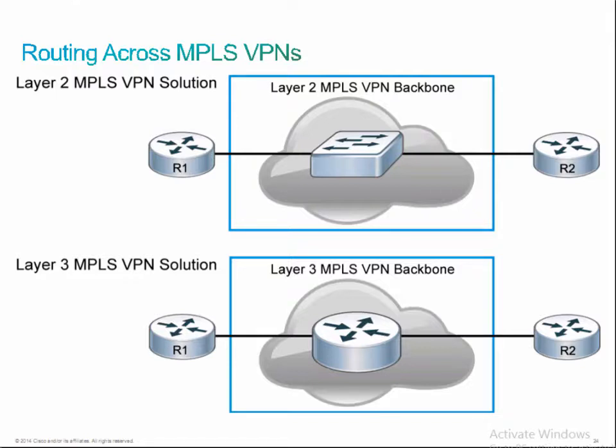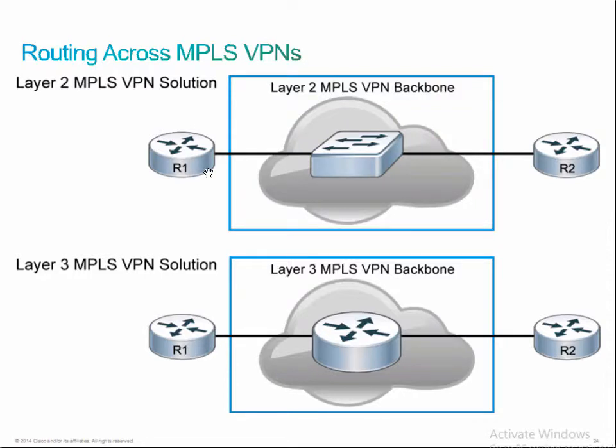I was going to say the most common we see is a layer 3 MPLS VPN, but we have several customers that are running layer 2 MPLS VPNs as well. So, all right.